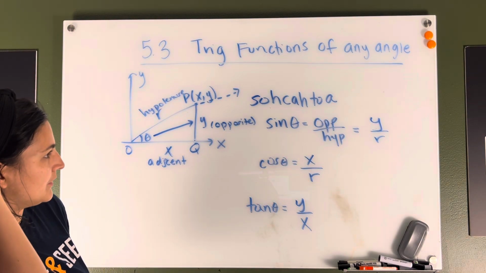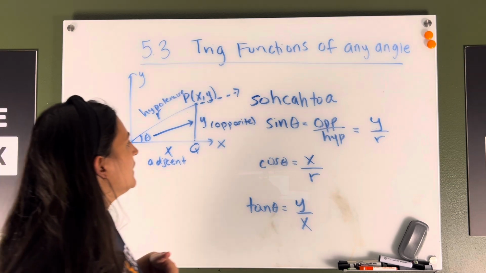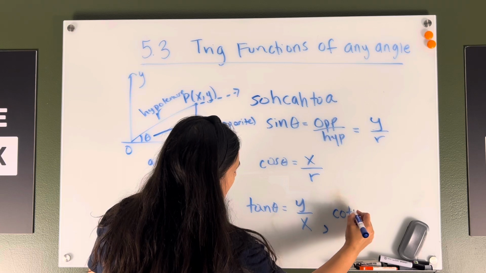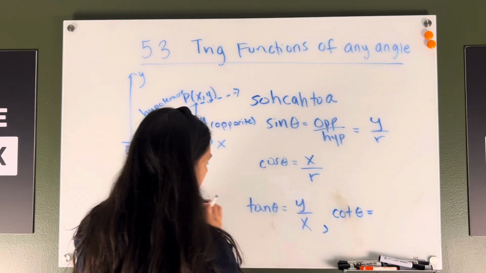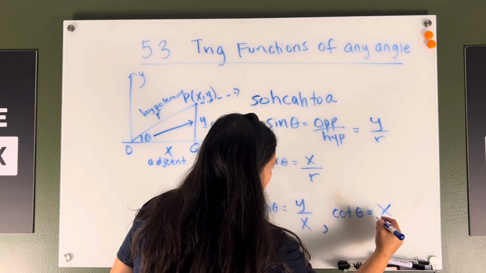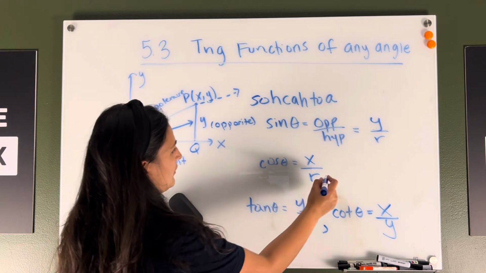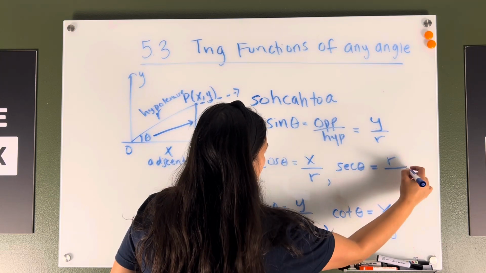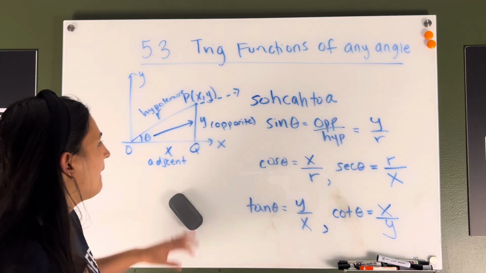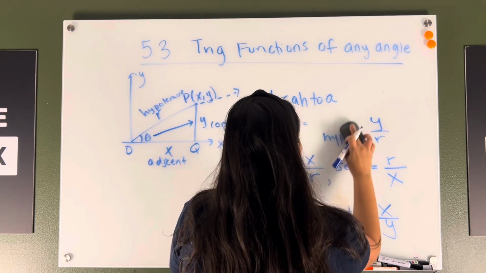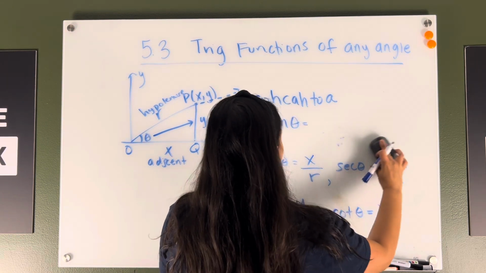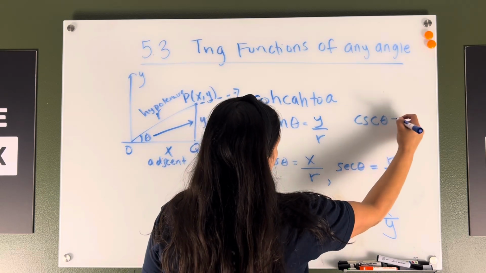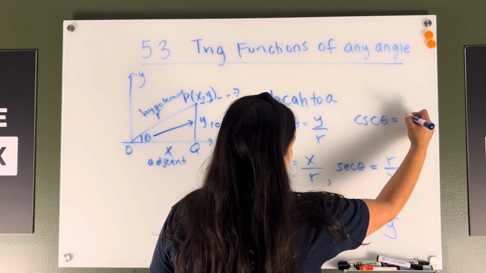So in terms of their inverses, if you want to get cotangent, we know that that's the reciprocal of tangent, so that would be x over y. Over here, secant is the reciprocal of cosine. And over here, cosecant would be the flip of sine, right? The reciprocal of sine.